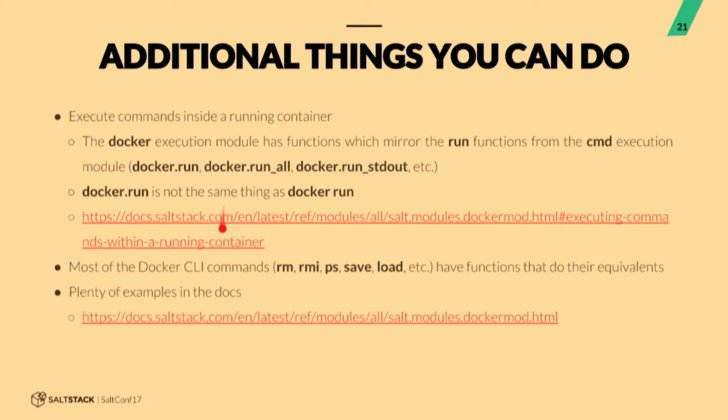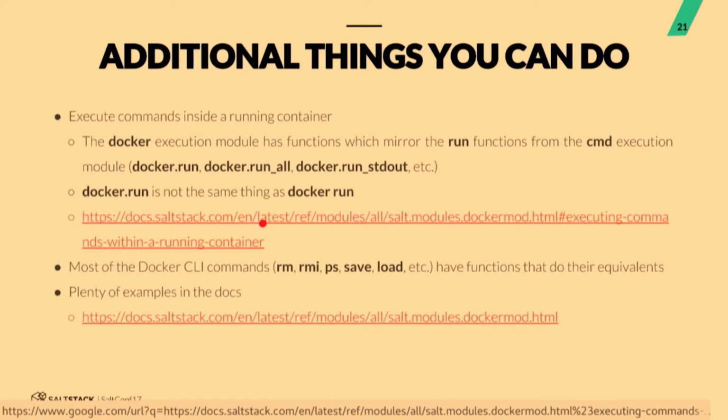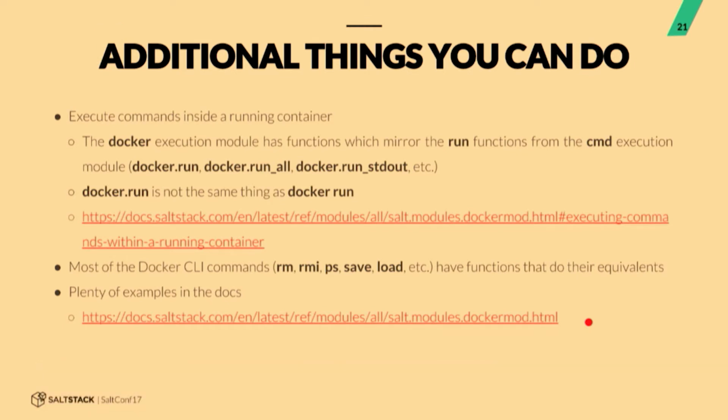Some further documentation on running commands. There's a link there in the documentation, and we also have a bunch of equivalents to most of the Docker CLI commands. Maybe not all. I haven't checked recently. There may be some new ones that we don't yet have a function for. But you can within Docker remove images, remove containers, etc. using remote execution functions. And this at the bottom is a link to the execution module where you can see all the different functions and what they do.